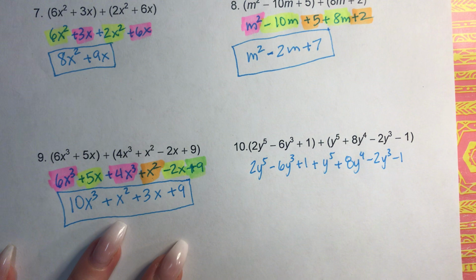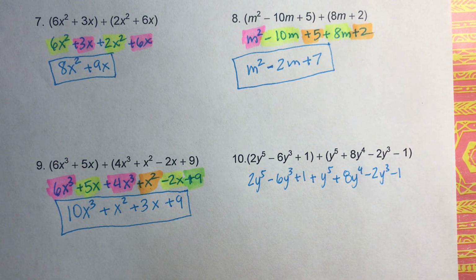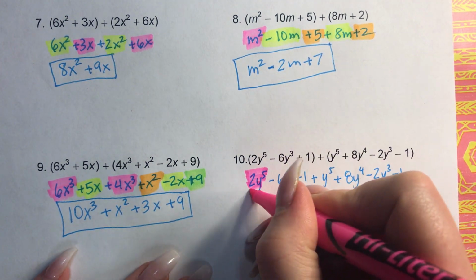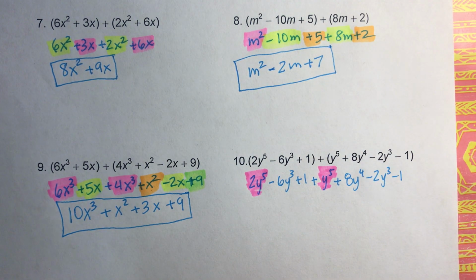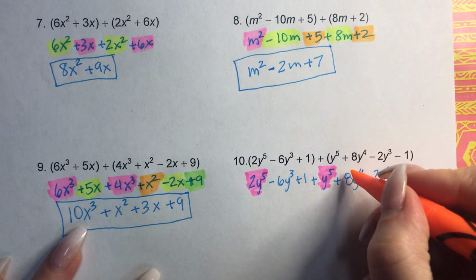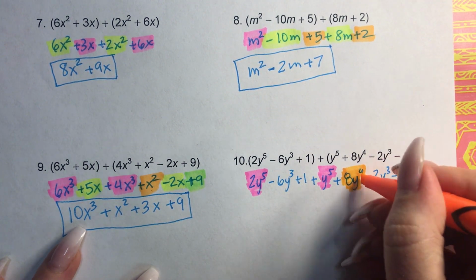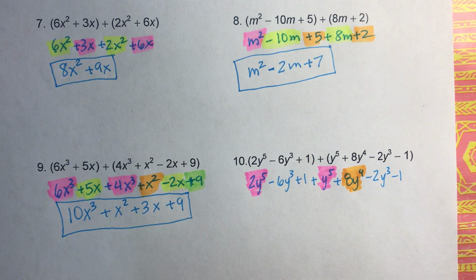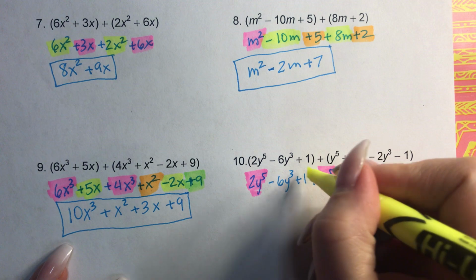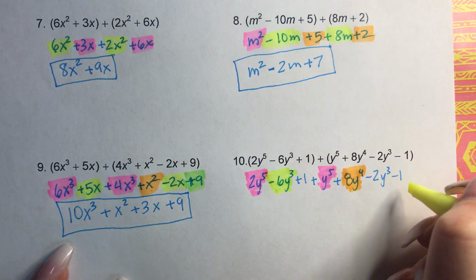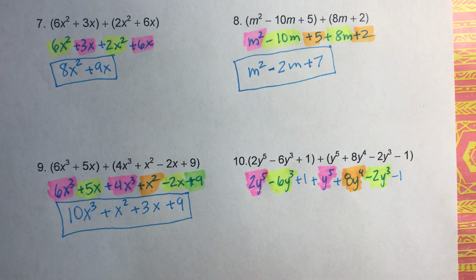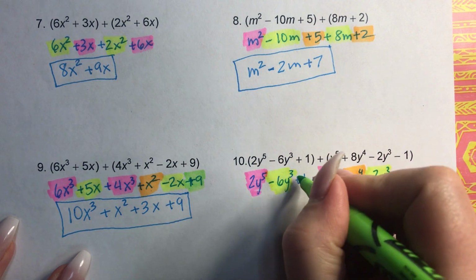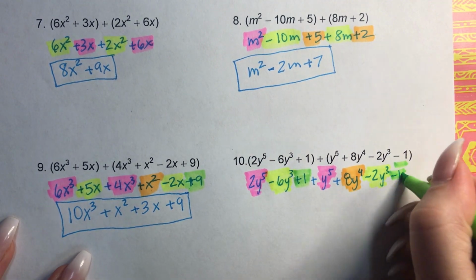Okay, perfect. Now we're just going to combine like terms. So I'm going to start with the highest degree, which would be that y to the 5th, right? So we have a 2y to the 5th here, and then we have a y to the 5th here. And then what else do we have? We have a y to the 4th, which is right here. There's only one of them. And then we have a y cubed, which would be right here. This is a negative 6y cubed. And then we have a negative 2y cubed over here. And then we just have some constants. We have a positive 1 and a negative 1.